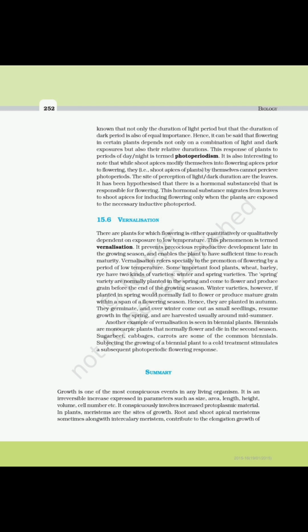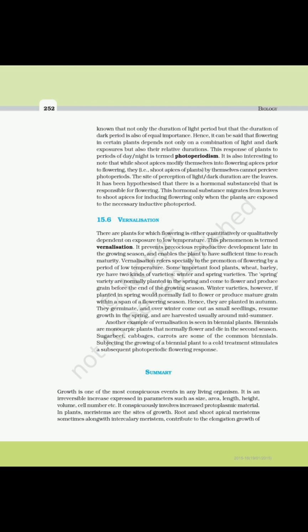It is also interesting to note that while shoot apices modify themselves into flowering apices prior to flowering, the shoot apices of plants by themselves cannot perceive photoperiods. The site of perception of light-dark duration are the leaves. It has been hypothesized that there is a hormonal substance that is responsible for flowering. This hormonal substance migrates from leaves to shoot apices for inducing flowering only when the plants are exposed to the necessary inductive photoperiod.